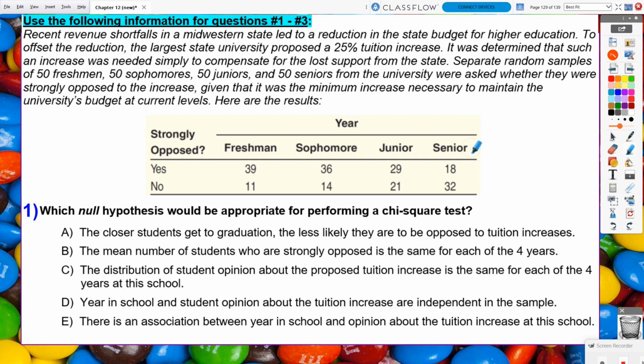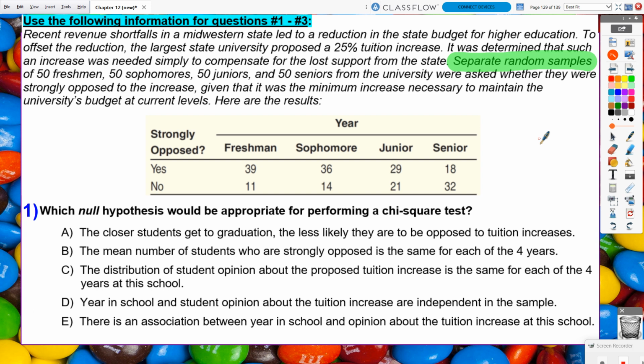So it's either a test of homogeneity or a test of independence, and I know it's going to be a test of homogeneity because there are separate random samples. They want to test the freshmen versus the sophomores versus the juniors versus the seniors and their opinion on whether they are strongly opposed to the increase or not. So I know this is a chi-square test of homogeneity, which really means I'm looking for differences between my various population groups.